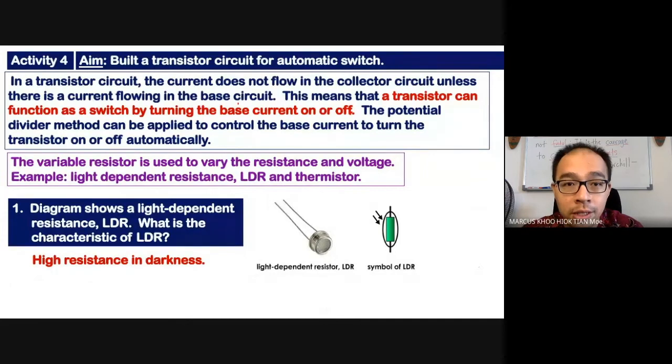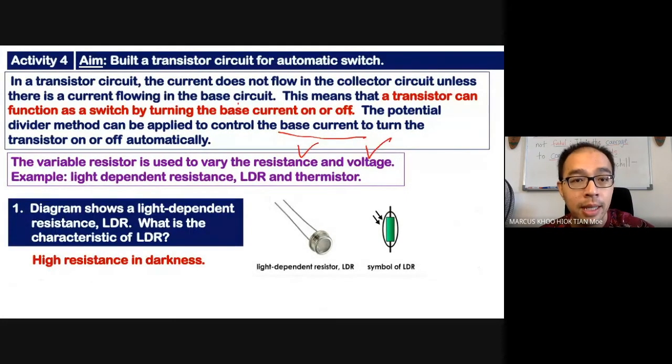And how do you turn the base current on or off? You change the resistor, so that the voltage will change. So the potential divider method, which we just saw just now, can be applied to control the base current to turn the transistor on or off automatically. So the variable resistor is used to vary the resistance and the voltage. For example, light dependent resistance, and the other one is called a thermistor. Thermistor kejap. Kita tengok light dependent resistance dulu.